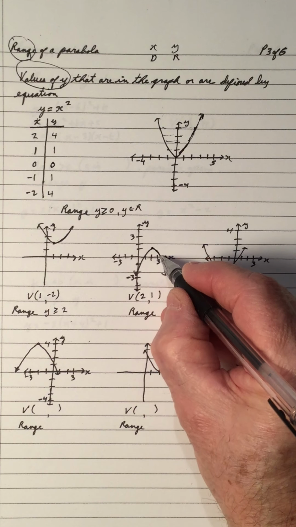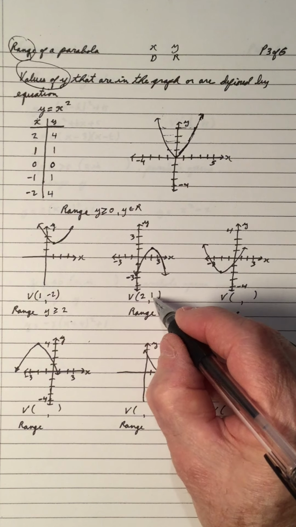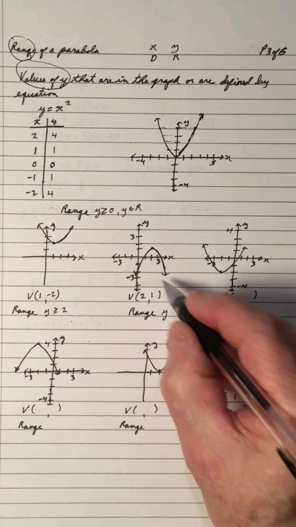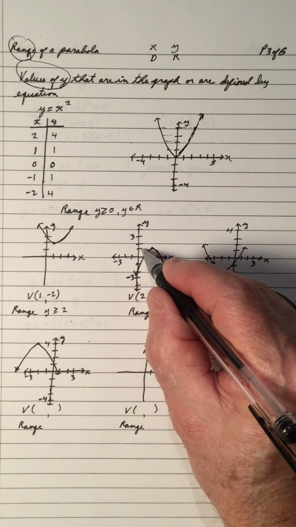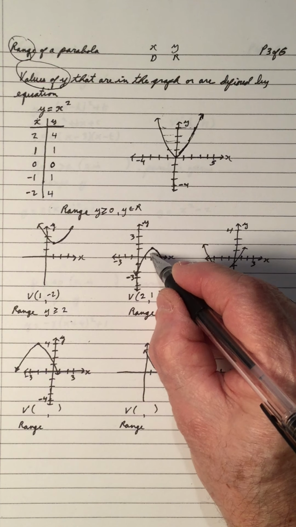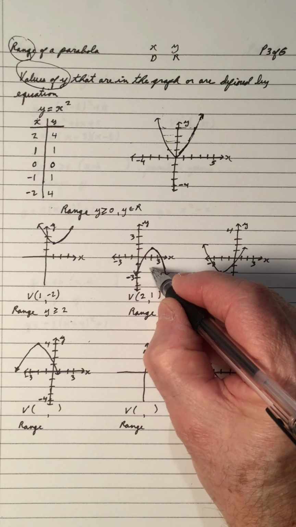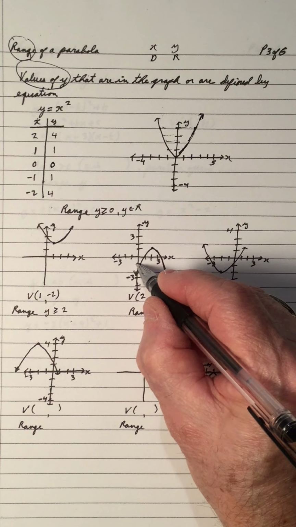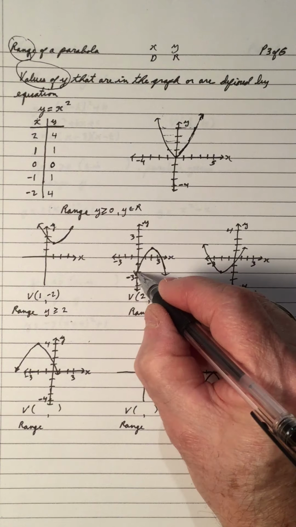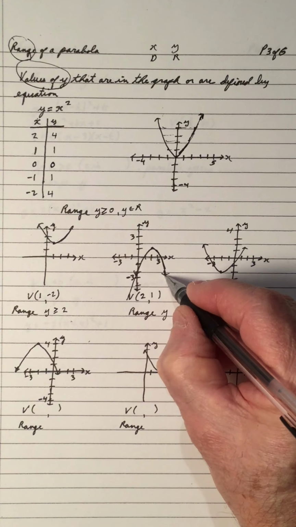And the parabola is going down. So the values of y are starting at 1. The values of y are 1 and they're going down. You got a 0, you got -1, you got -2. -1 is right here. -2 is right here. And they go down and they go down.